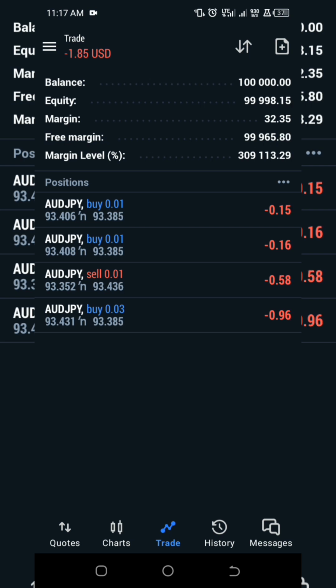This money is bigger than the previous ones that I opened, the 0.01 lot sizes. But the 0.03 lot size that I opened is moving way faster than the 0.01. Why? Because I'm using a bigger lot size. The bigger the lot size, the more your money is either increasing or decreasing. Remember, this is a risky game. People call it gambling, but this is a prediction game.